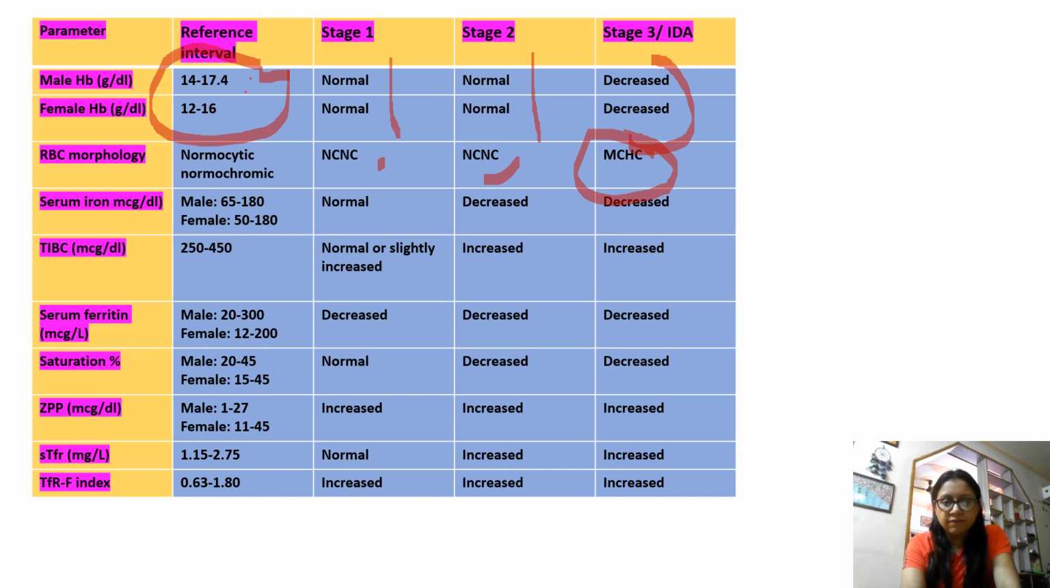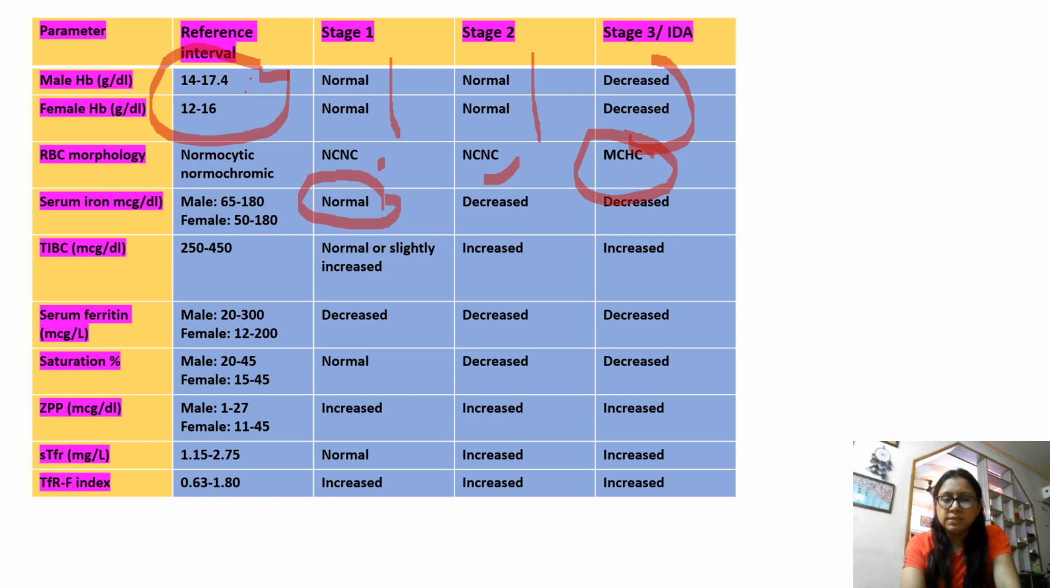Then serum iron levels. The normal range in males is 65 to 180 microgram per deciliter, in females it is 50 to 180 microgram per deciliter. This is normal in stage 1 serum iron, but it is decreased in stage 2 and stage 3.